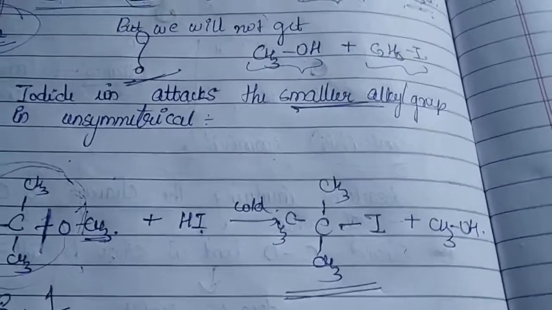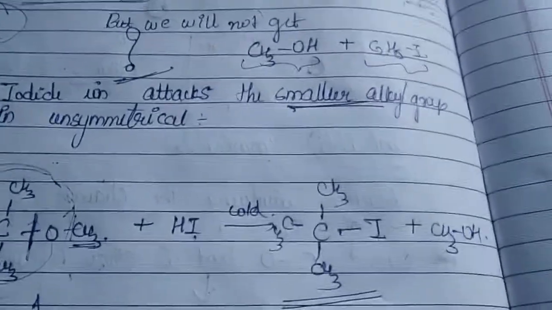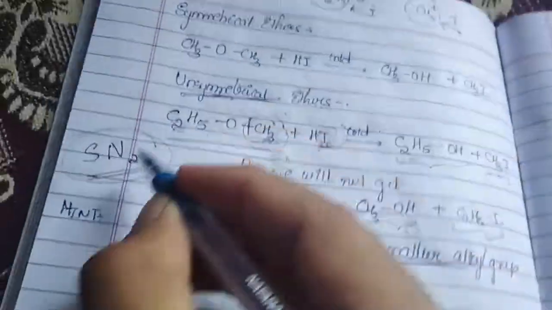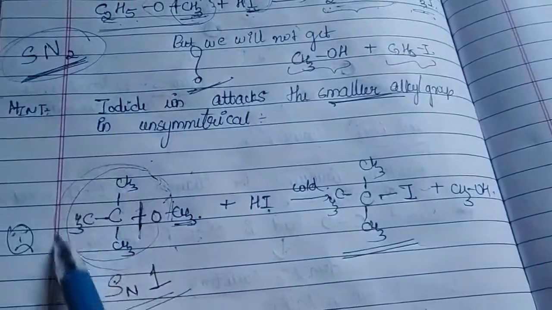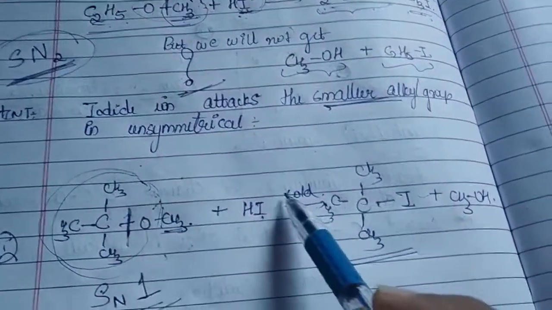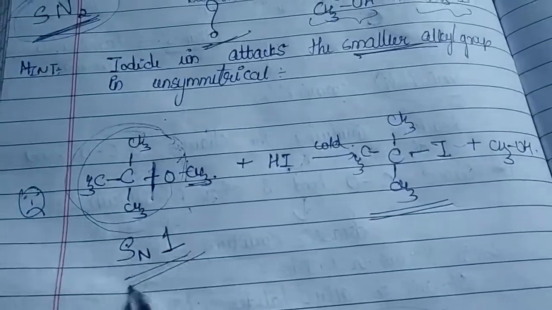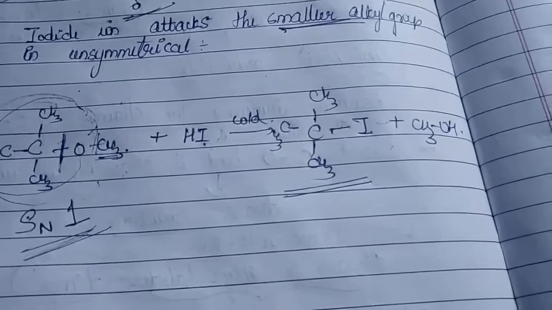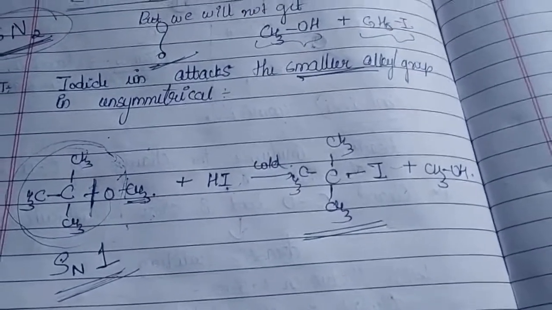Are you getting my point? So when your unsymmetrical ethers are treated with a hydrogen iodide, your iodide group attacks the smaller alkyl group. What is the reason? Because it undergoes an SN2 mechanism. But when we talk about your tertiary alkyl ethers, remember, your iodide ion attacks the tertiary alkyl group because it follows which one? SN1 mechanism. Of course, these are not important for your PU board exam. Again and again I am repeating, they are important for your competitive exams. So these are the key points.